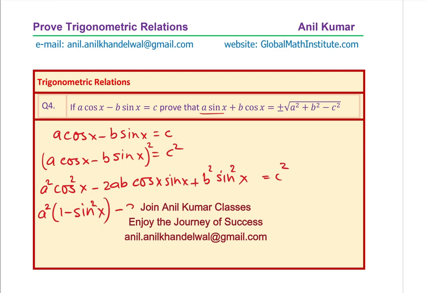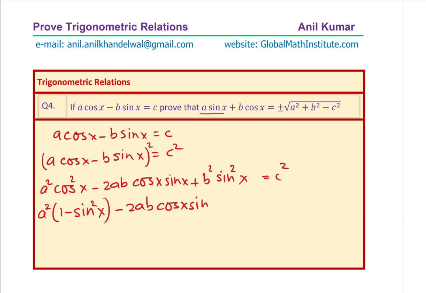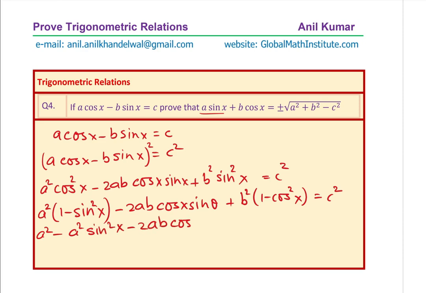And this term is okay. 2ab, both are there. Cos x sin x. Here, we can write sin square x as 1 minus cos square x equals to c square. Now you can open the bracket. A square minus a square sin square x minus 2ab cos x sin x plus b square minus b square cos square x equals to c square. You get the idea.